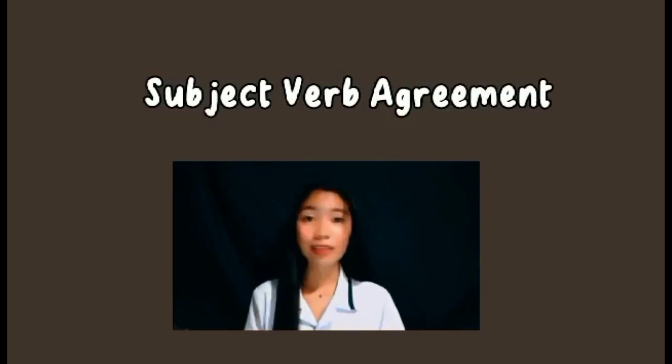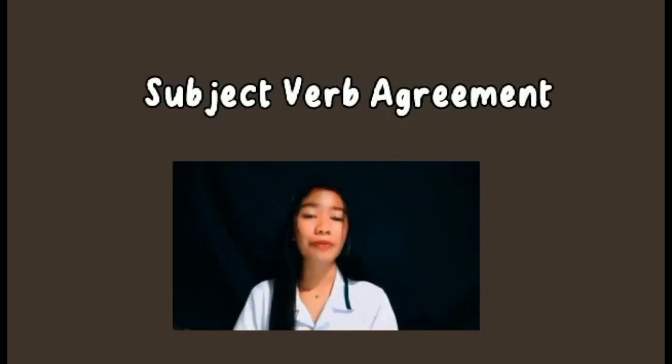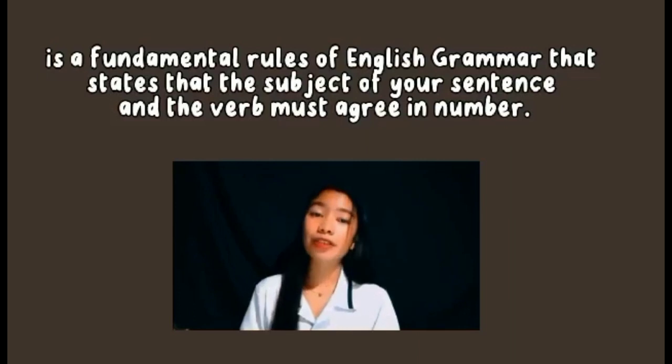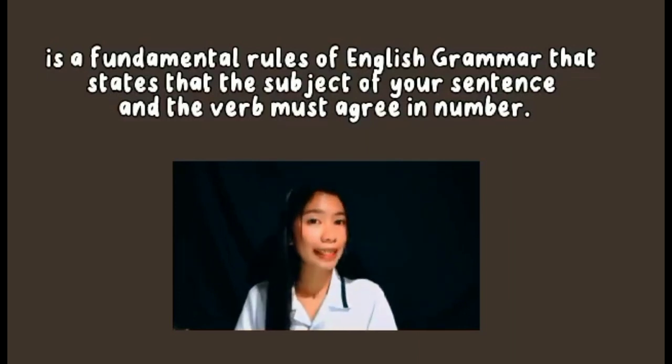So first up, if you still don't know what the subject-verb agreement is, or if you don't have any idea about it, let me tell you that the subject-verb agreement is a fundamental rule of English grammar that states that the subject of your sentence and the verb must agree in number. So that means that if your subject is singular, your verb should also be singular. But if your subject is plural, your verb should also be plural.